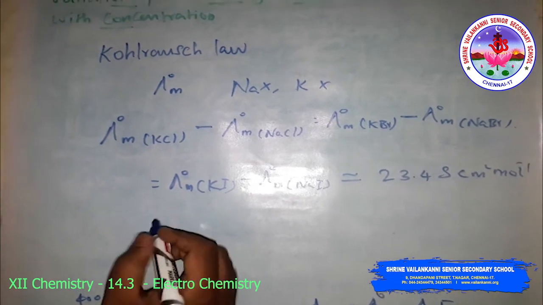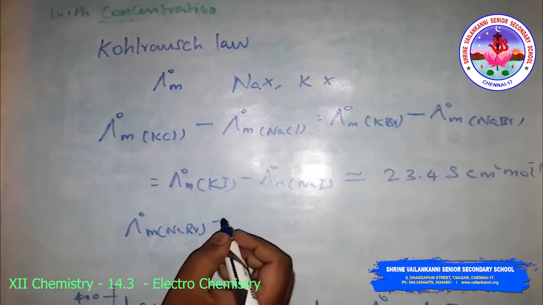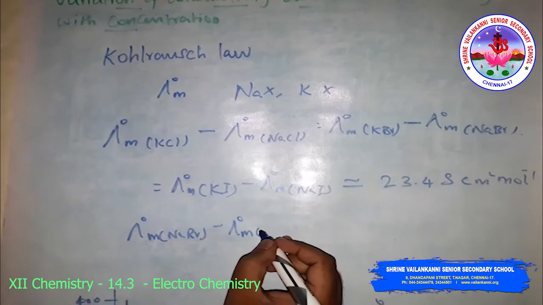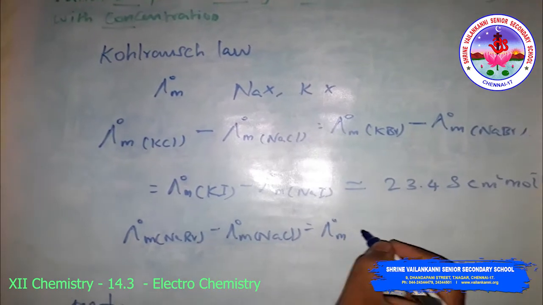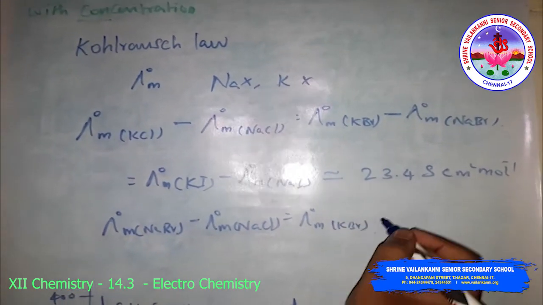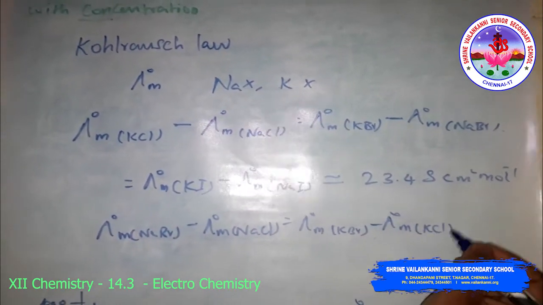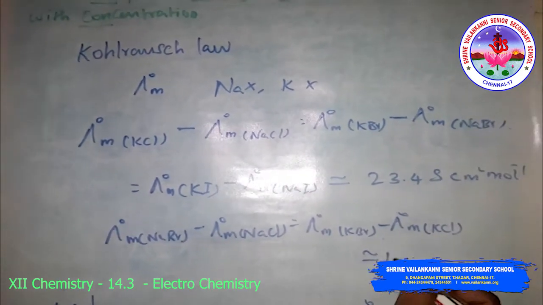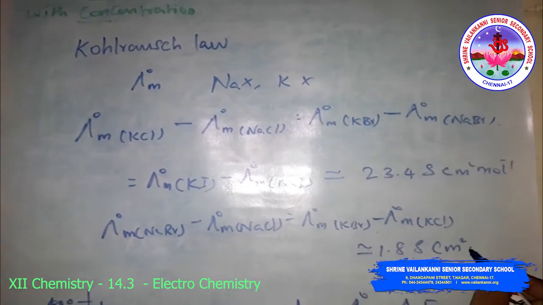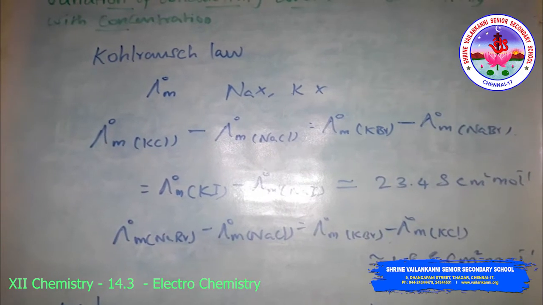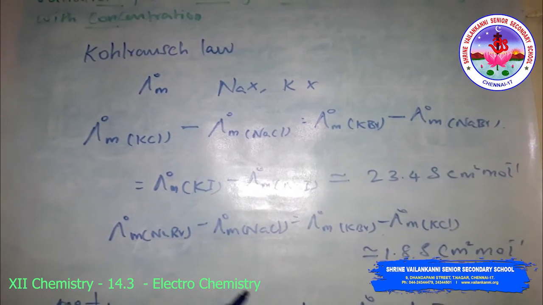Similarly, it also found that the limiting molar conductivity of sodium bromide minus the limiting molar conductivity of sodium chloride is equal to the limiting molar conductivity of potassium bromide (KBr) minus the limiting molar conductivity of KCl. So this is approximately 1.8 Siemens centimeter square mole inverse. On the basis of this observation, this is the Kohlrausch law of independent migration of ions.